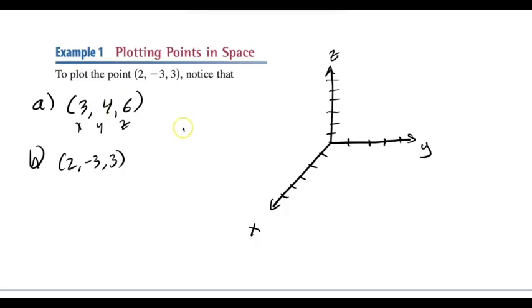Okay, we want to go X, Y, Z. On your X, you're going to go 3. 1, 2, 3, right here. And then from this spot, you want to go 4 on your Y, in this direction. 1, 2, 3, 4. Notice how it doesn't line up perfectly because you're starting further back.